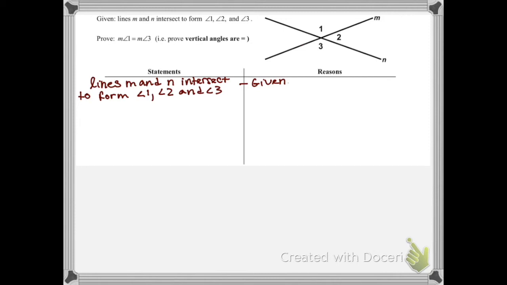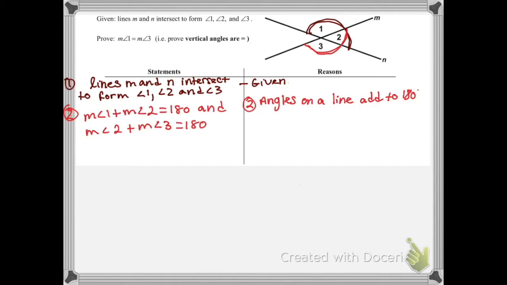Well, from here, I know that angle 1 and angle 2 are supplementary. They add up to 180. I know that for sure. And there it is, right? The measure of angle 1 plus the measure of angle 2 is 180. And we know that the measure of angle 2 plus the measure of angle 3 equals 180. That's simply because angles on a line are supplementary, right? Angles on a line add up to 180. What else do we know about this diagram?